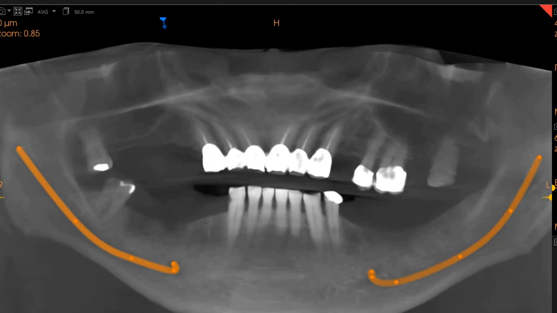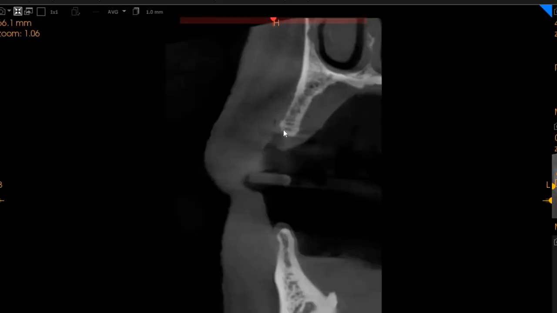The area of interest is the posteriors of all four quadrants. Starting with the upper right four, you've got an extremely thin ridge. You've got an approximate crestal ridge of 5 millimeters, mid crest of 4, and a height of 17 millimeters.